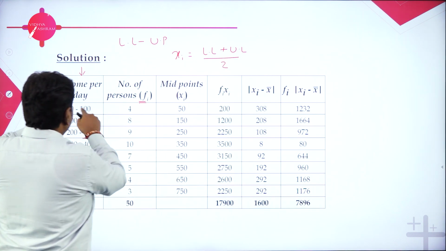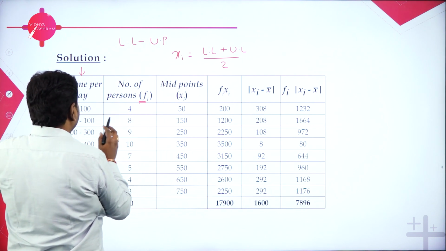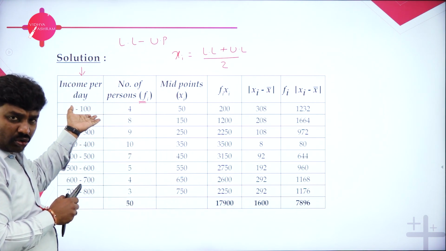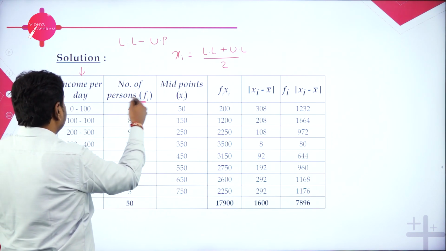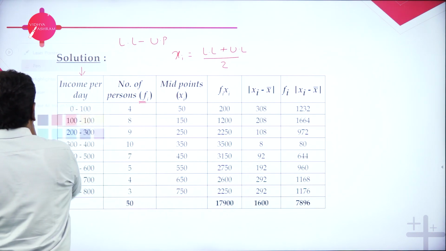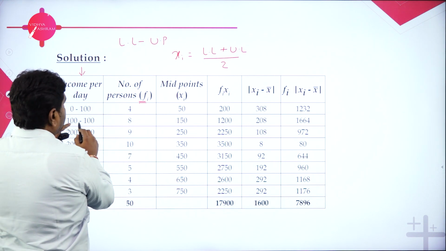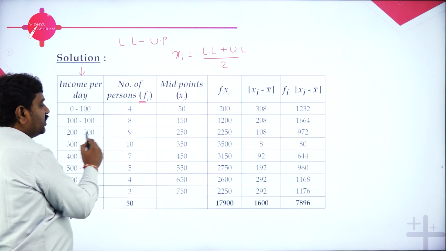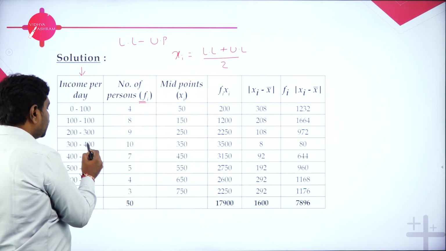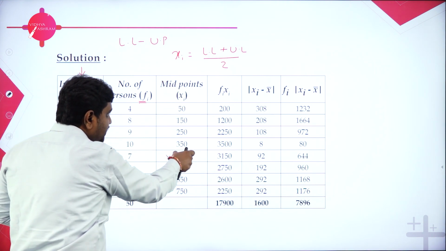Average of this. 0 plus 100, mid value. We say midpoints. So our 0 and 100 midpoint is 50. How to calculate? 0 plus 100 by 2. Now 100 plus 100, 200, by 2, 100 to 200, what is the midpoint? 100 plus 200, 300 by 2, 150. Then the midpoint of 200 and 300, 250. Midpoint of 300 and 400, 350. Like that, find the midpoints; we call them xi.